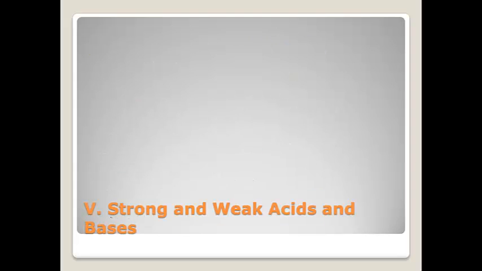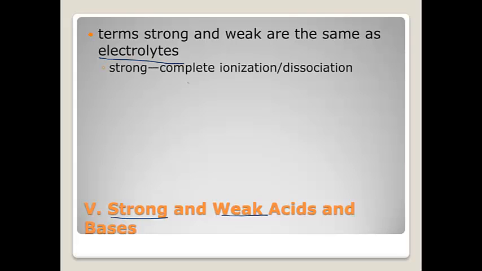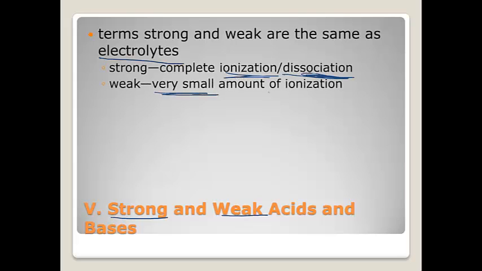Now, strong and weak acids and bases. The term strong means exactly the same as when we were talking about electrolytes. Strong electrolytes will completely ionize or dissociate, so all of the molecule or ionic compound breaks up. If it's weak, only a small amount of what is dissolved will actually ionize, and it has to be ionization, not dissociation.